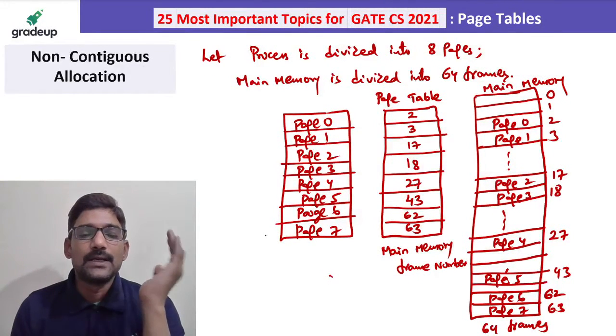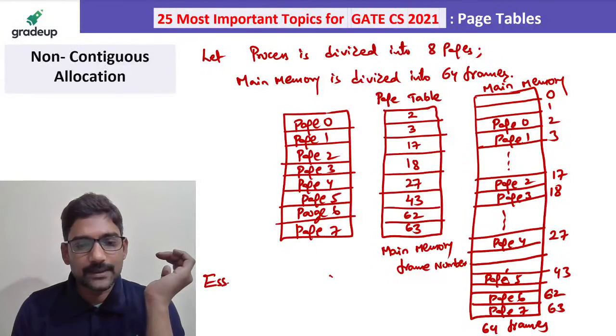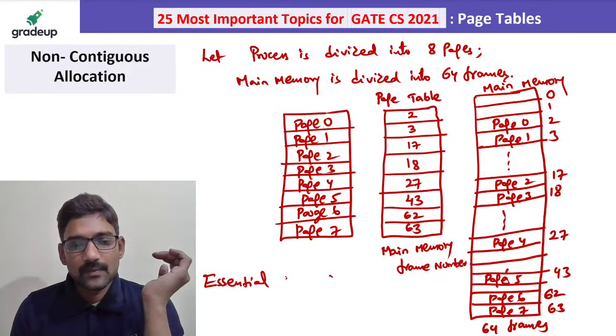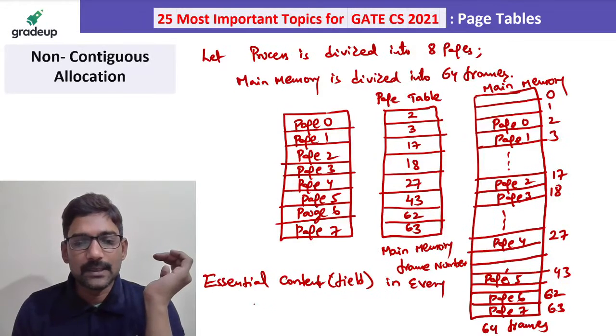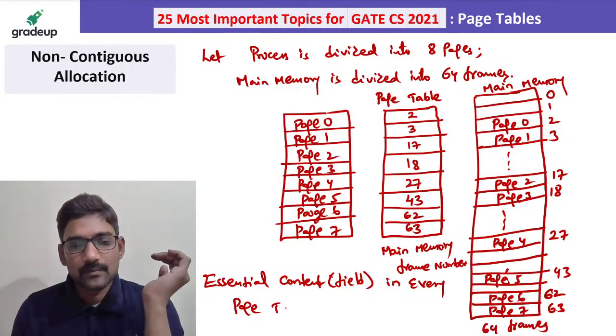So what is the essential content? The essential field in every page table is the main memory frame number.